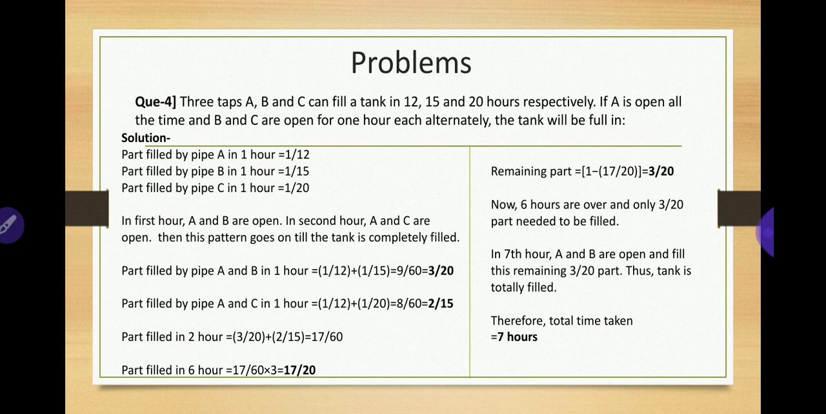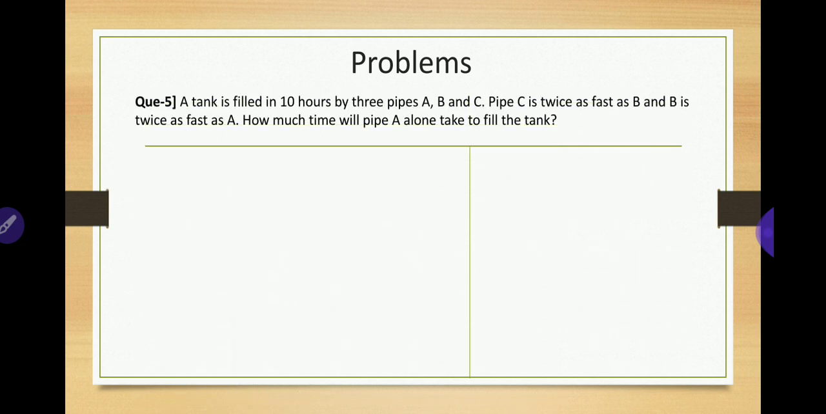This is a little bit conceptual problem. I think you have understood, because the capacity of each pipe is also given, and one condition is given that A pipe will be open throughout till the end, but B and C pipes are open alternately for each hour. So in this case you have to solve the problem like this only. Next, fifth problem we will see.